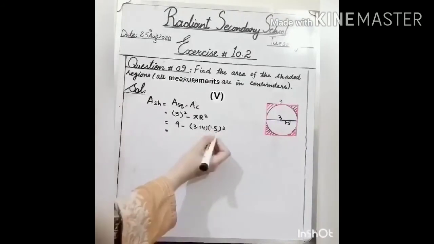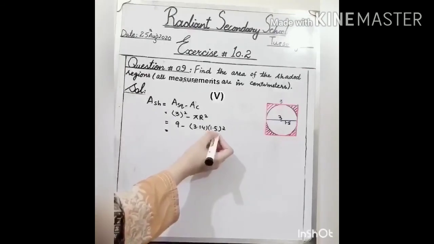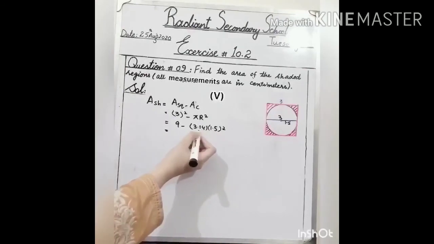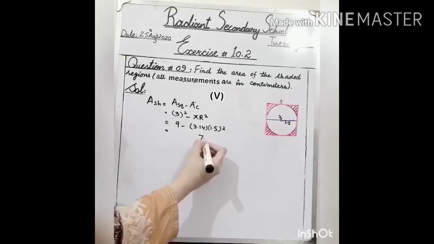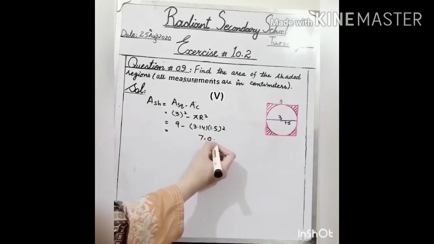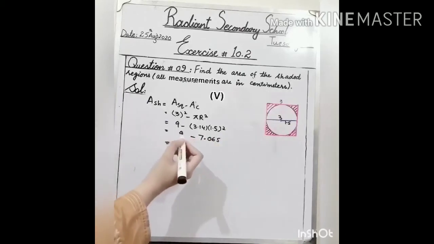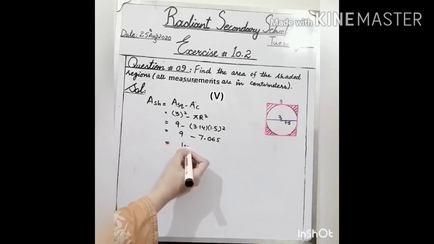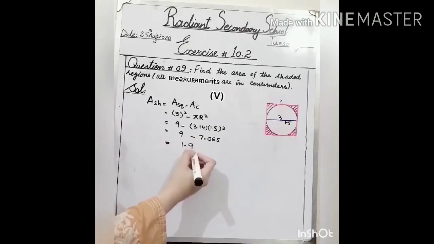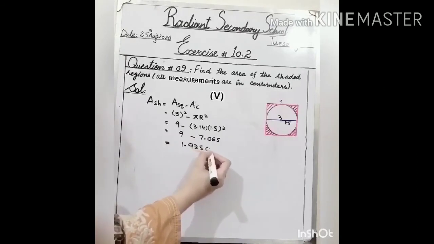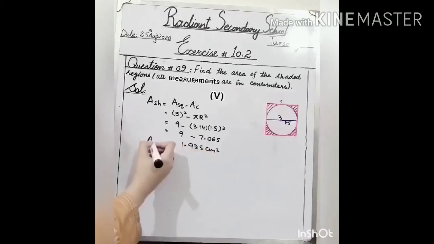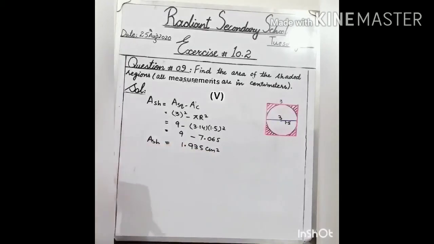So 1.5 square will be 2.25, and when you multiply 2.25 with 3.14, your answer will be 7.065. So 9 minus 7.065 will be 1.935 centimeter square. So this is the area of the shaded region.